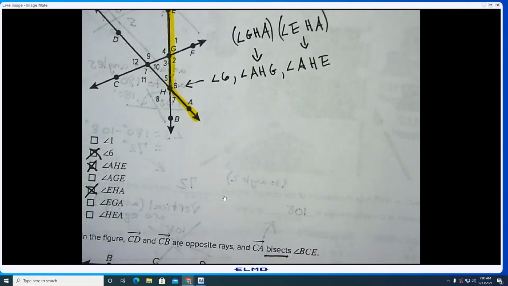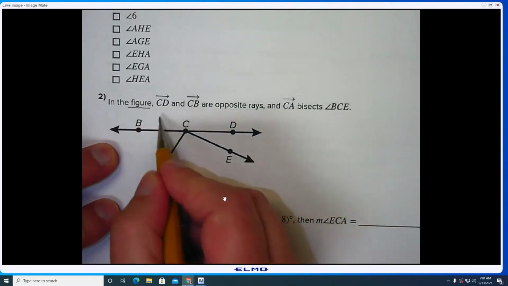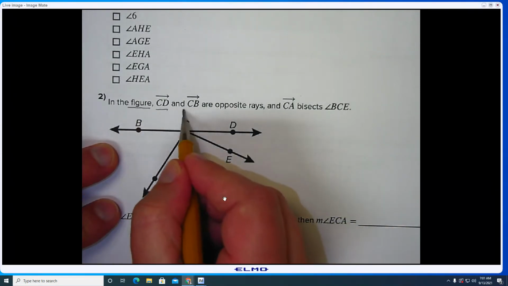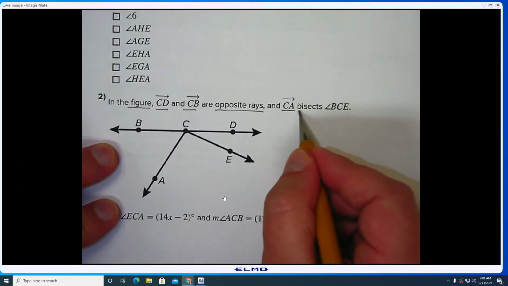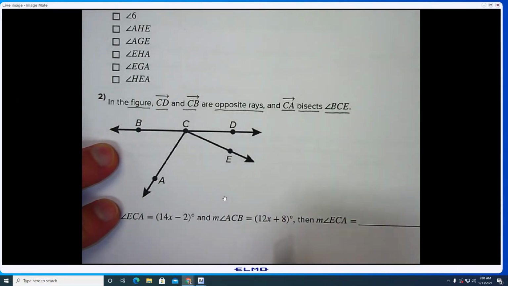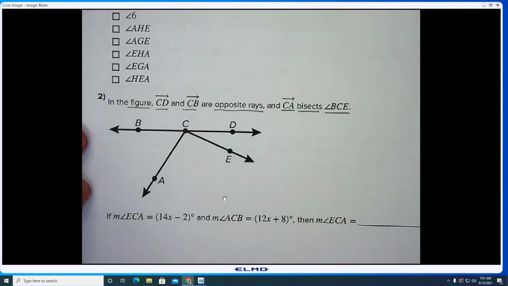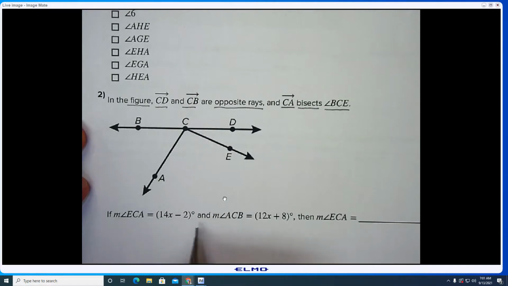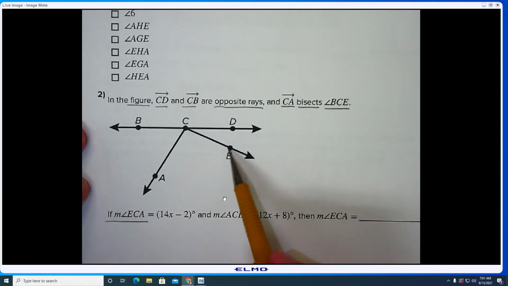Okay, number 2. In the figure, we have ray CD and ray CB are opposite rays, and CA bisects angle BCE. Bisects cuts it in half. So we need to see what that looks like. And then let's also make sure we read the complete question. Then if angle ECA is equal to that, so that's just follow along.